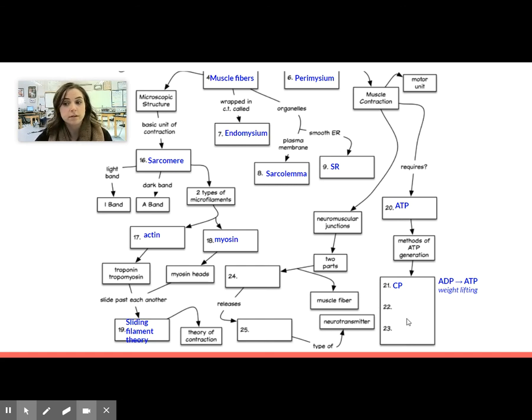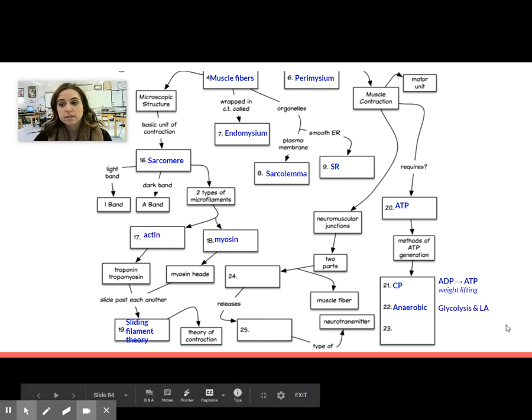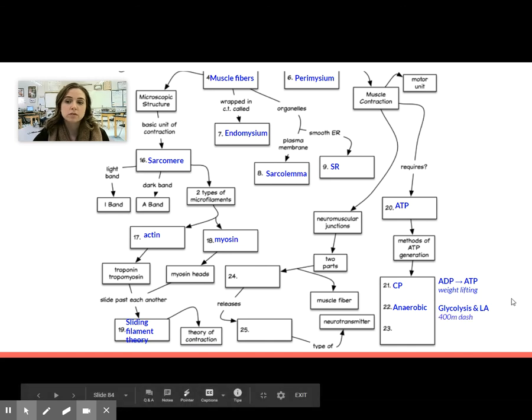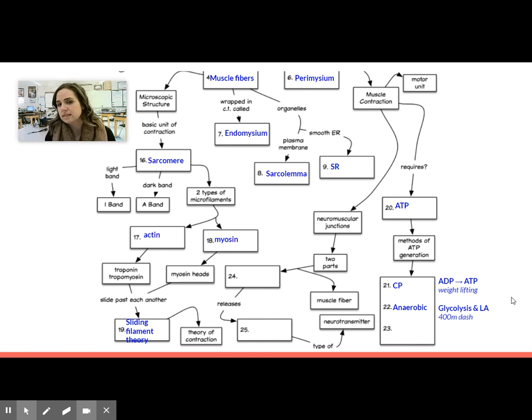Then the other method of regenerating the ATP we lose is through anaerobic respiration. You should know that anaerobic respiration does not use what? Oxygen, okay? Anaerobic, without oxygen. And so this one is going to go through the processes of glycolysis and then lactic acid fermentation. This is going to be more for a quick exercise that's usually over within 60 seconds or so. So the 400-meter dash is a good example of that.